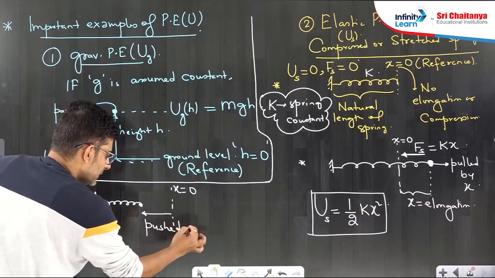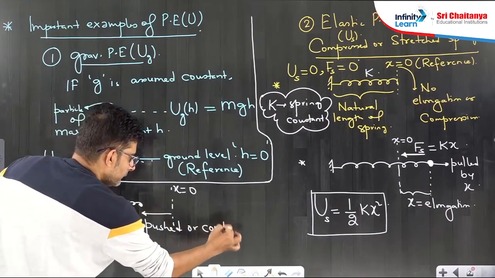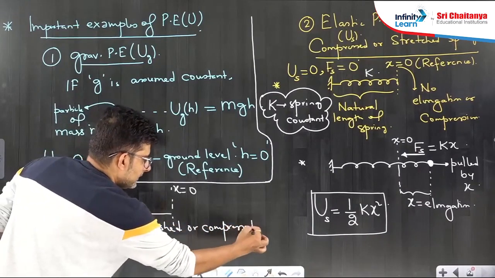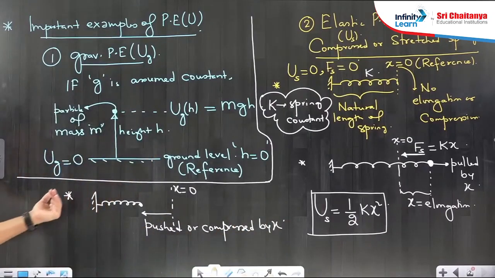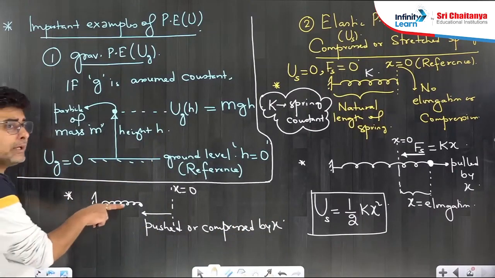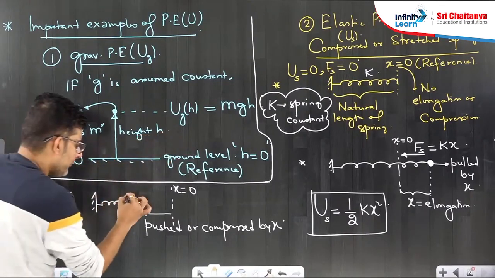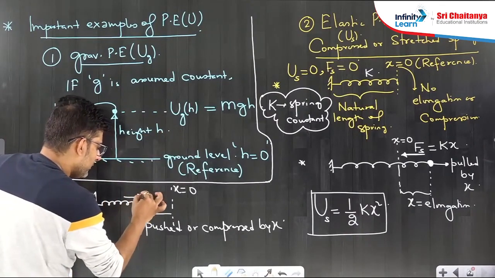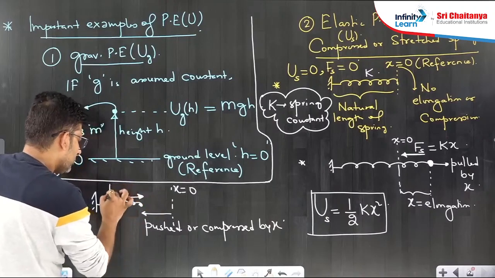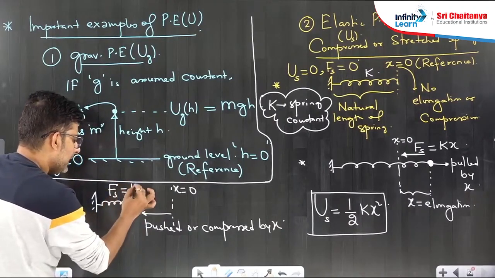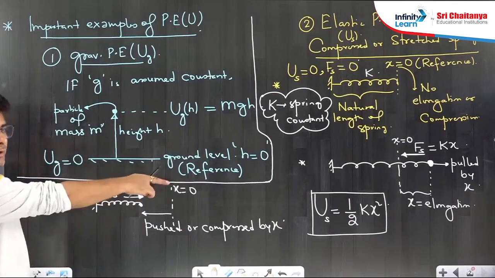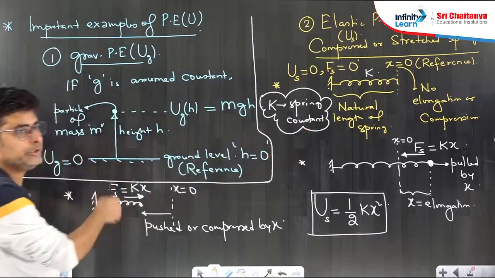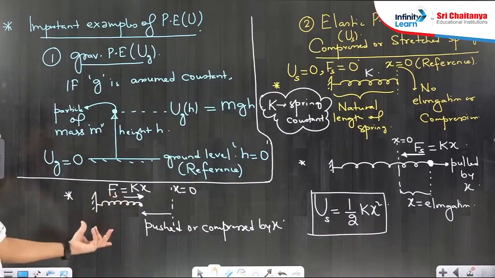So you have pushed or compressed by x. If you push the spring or compress it by x, the spring will push you back. So where will the spring force be? Spring force will be directed outwards. So spring force again will be kx, but its direction changed. You push it, it will push you. You pull it, it will pull you. That's it. Very simple technique about spring.